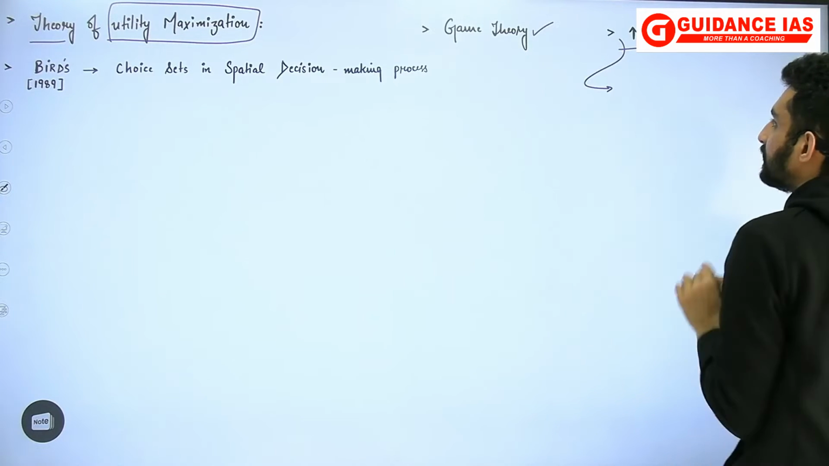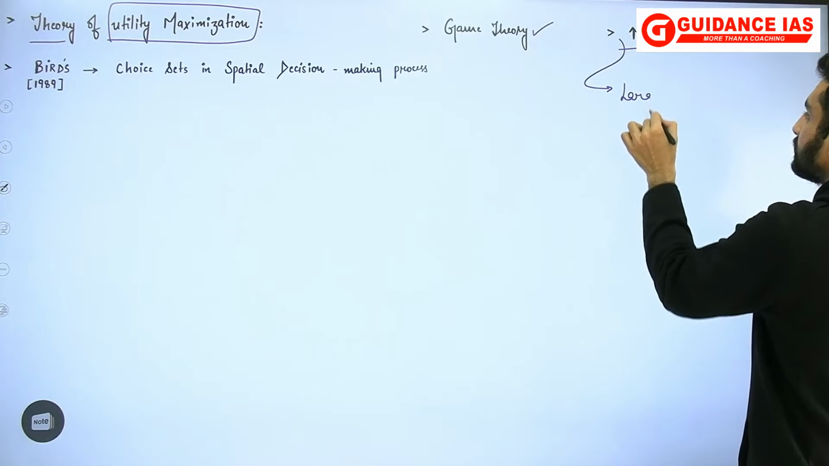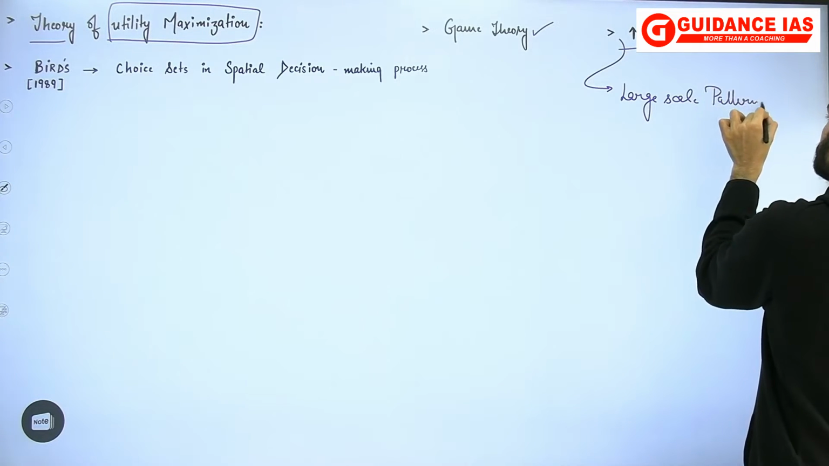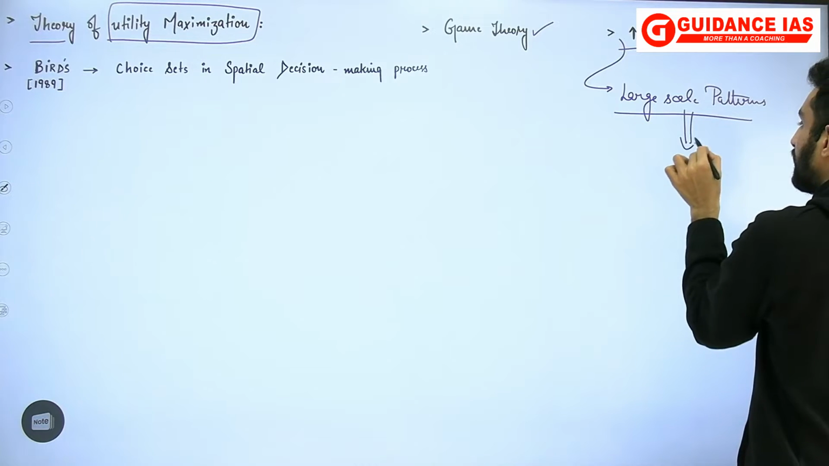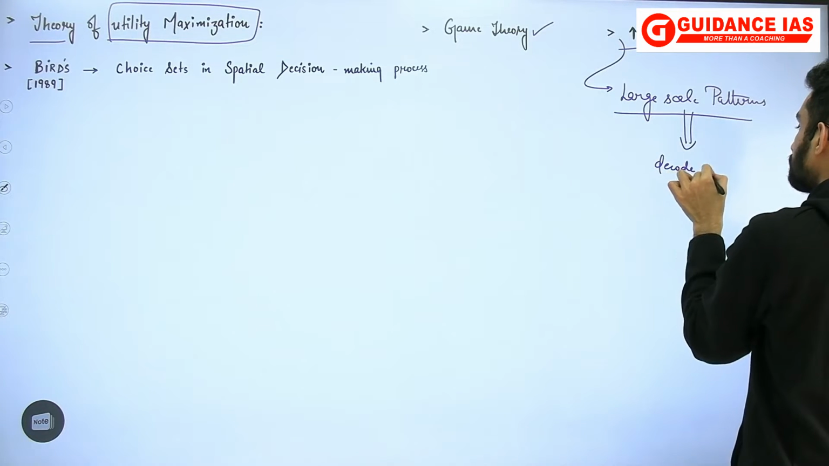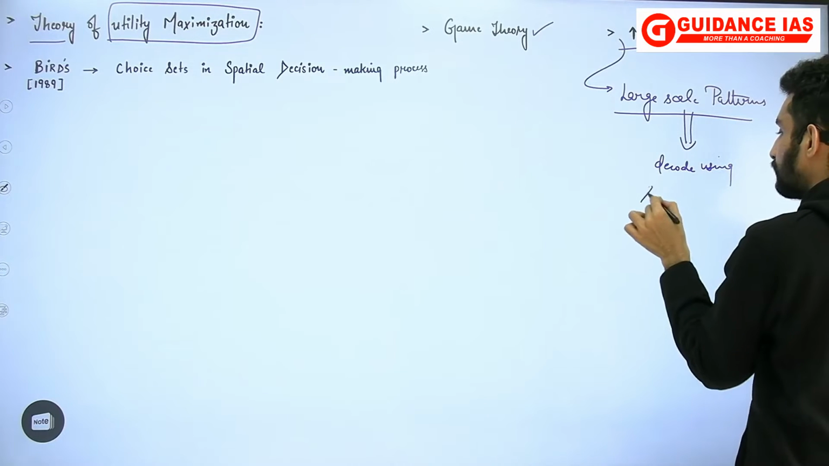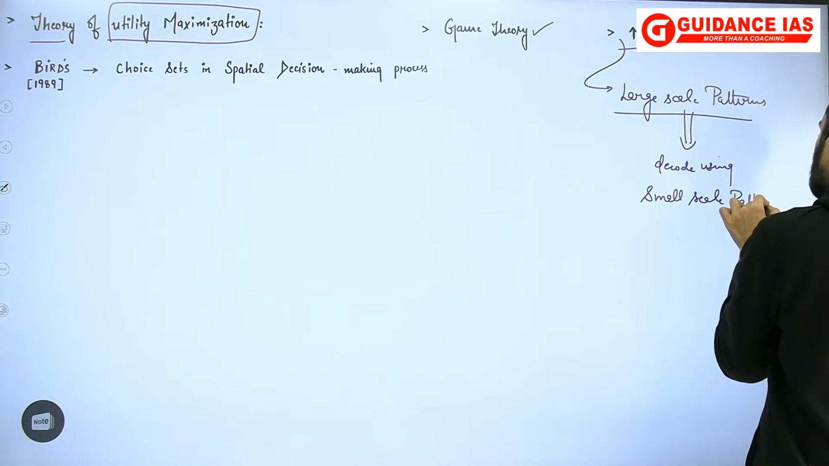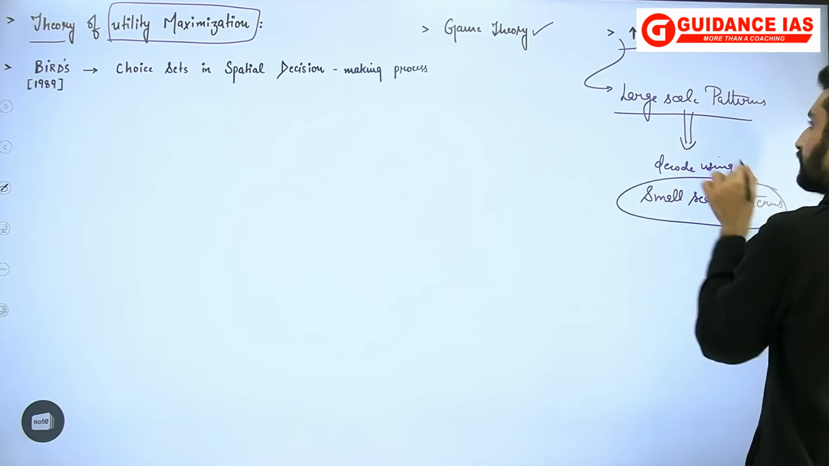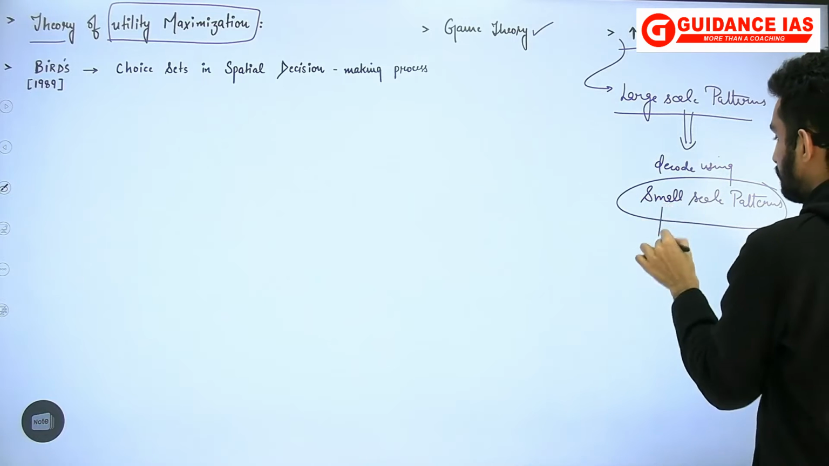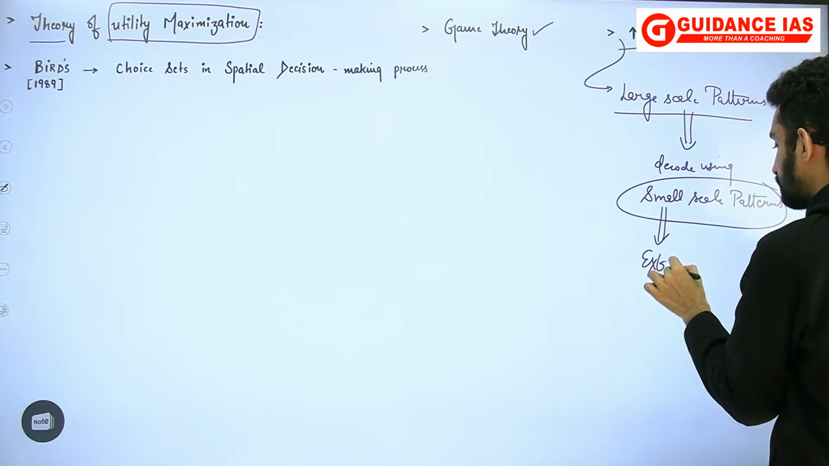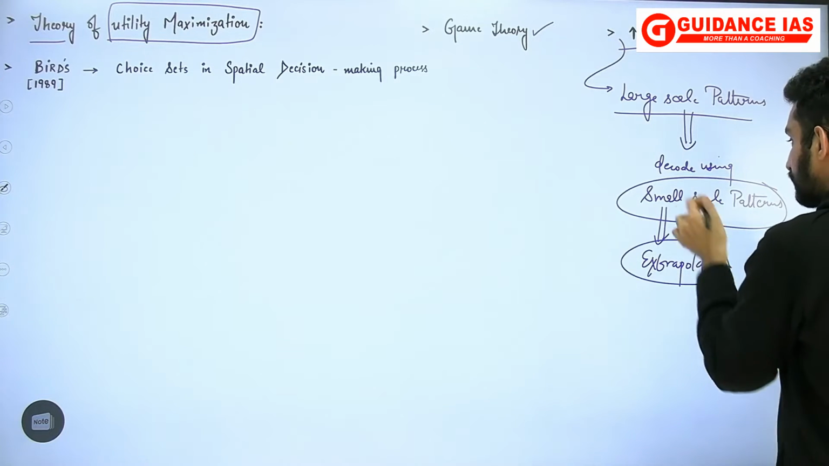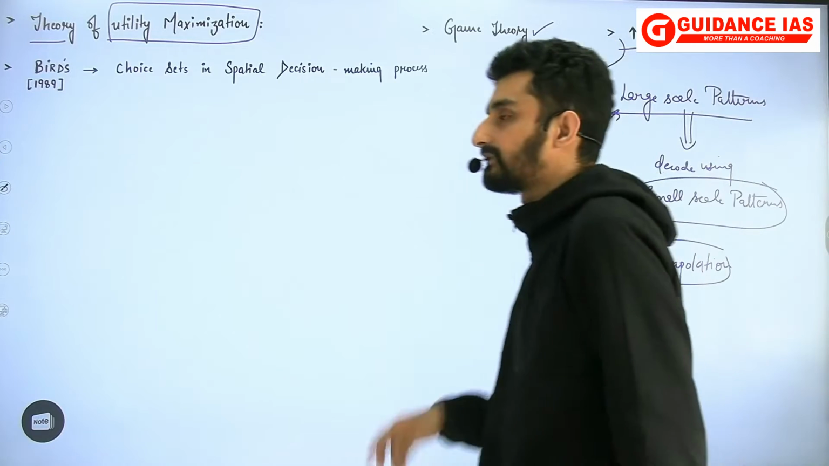What was their opinion? Their opinion was that large scale patterns can be decoded using small scale patterns. And therefore, to understand large scale patterns, what do we have to do? We have to do extrapolation of these small scale patterns to arrive at the large scale patterns. I hope it is clear.